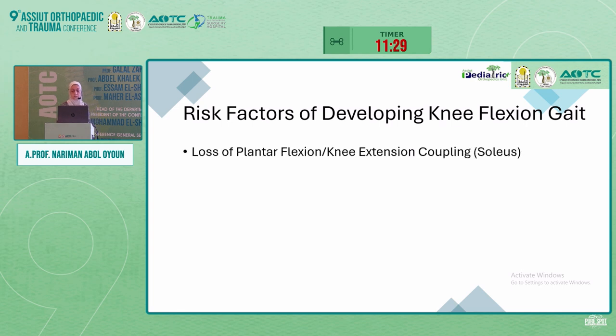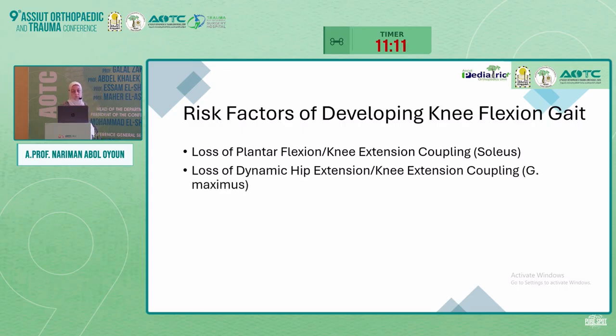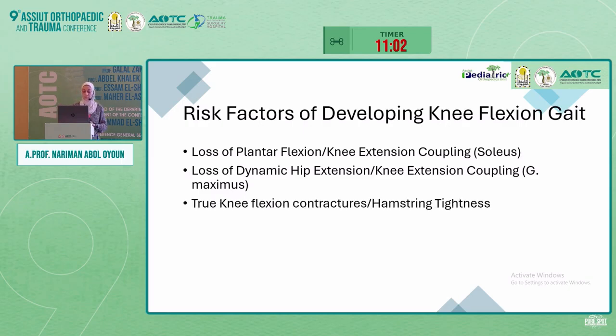Risk factors for developing knee flexion gait, of course, one of them is the loss of the plantar flexion knee extension coupling, which is done by the soleus. Sometimes you lose that because of muscle weakness, sometimes you lose that because of excessive surgical lengthening of the Achilles. That's why we resort to lengthening the gastrocnemius and try to preserve the soleus as much as we can. Loss of the dynamic hip extension knee extension coupling by the gluteus maximus. True knee flexion contractures can sometimes be the problem.